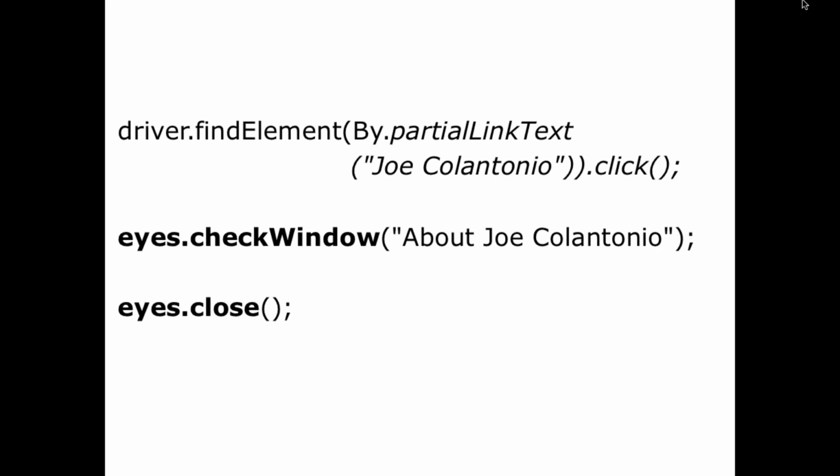All right, so once I have that in place, I have my checkpoint. I navigate, I click on the Joe Colantonio link, which brings me to the next page, and I just want to validate that whole page. So I just added another check window called About Joe Colantonio. Once again, this is an Applitools method that's going to check the whole window for me. And I'm just going to close the eyes and close my browser.